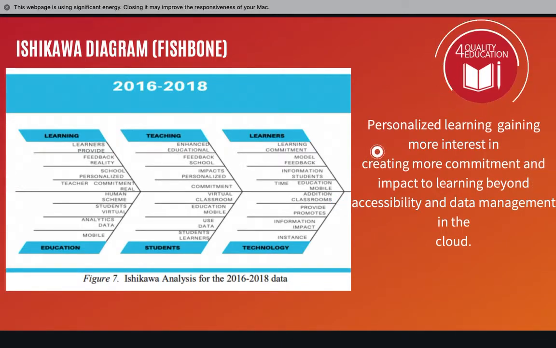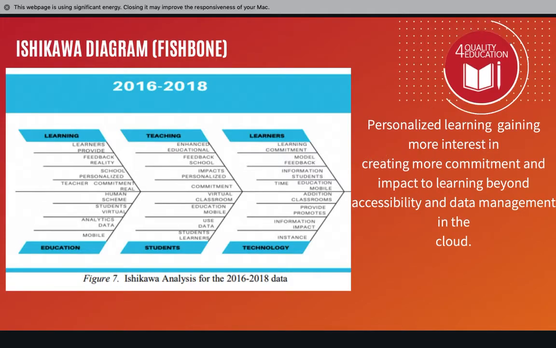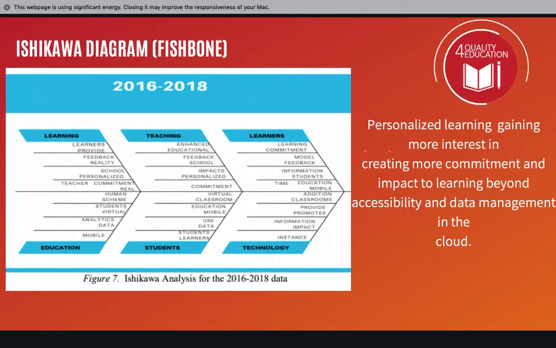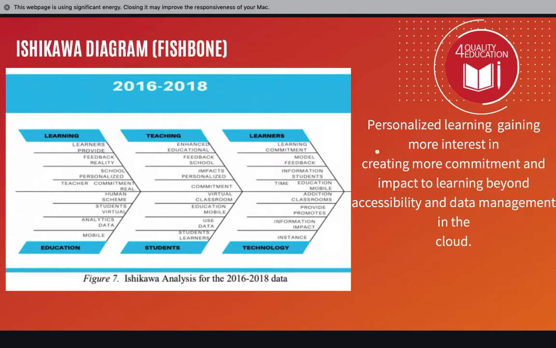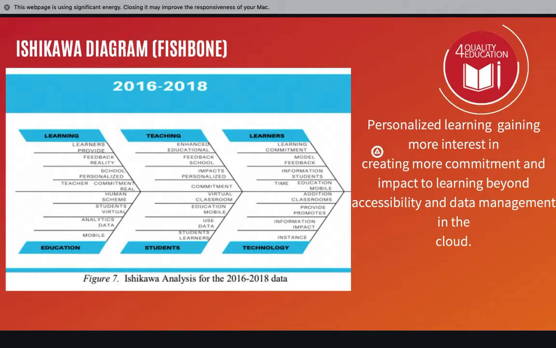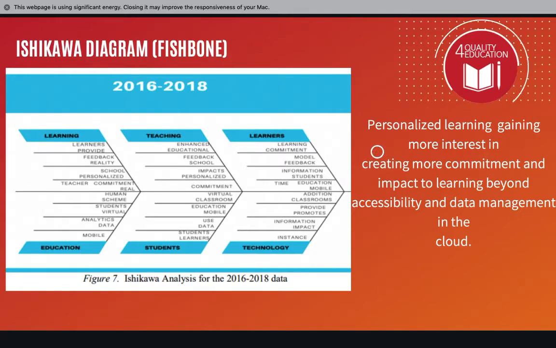The interpretation of this diagram would be personalized learning was the trend that was accepted and disruptive during 2016 to 2018. It gained avenue for feedback, more interest in creating more commitment and impact to learning beyond greater accessibility and data management in the cloud as compared to 2013 to 2015 data. There is also interest in using or developing models of teaching to learning to enhance education. A key factor underlying these needs is the lack of time.